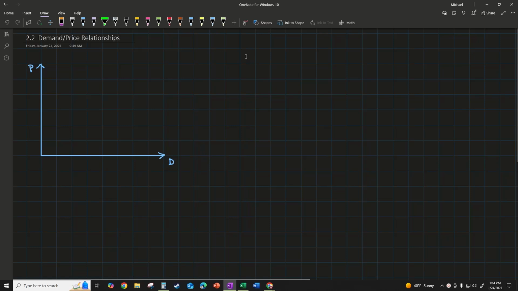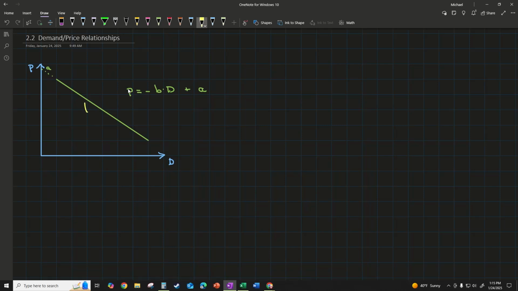We're just going to investigate a situation, and typically this will have a negative slope to it like this, and we might have the relationship price equals minus some slope, let's call it B, times the demand plus some constant A, which is associated obviously with this price at zero demand, or the intercept. So again, our slope here is essentially minus B.